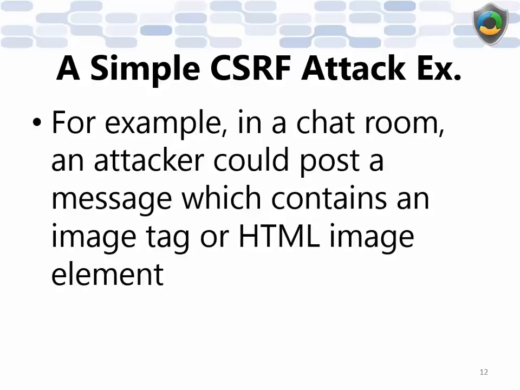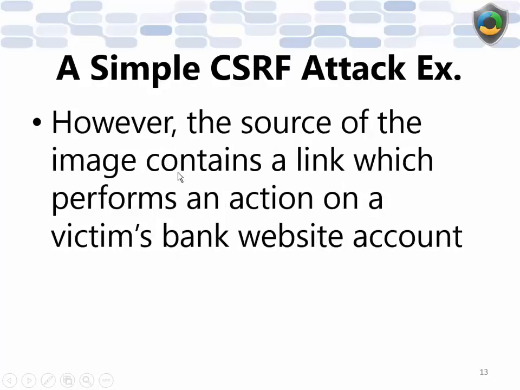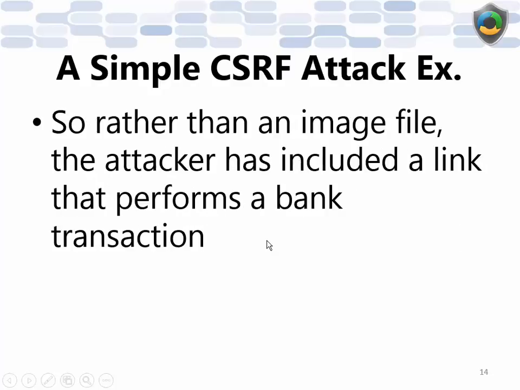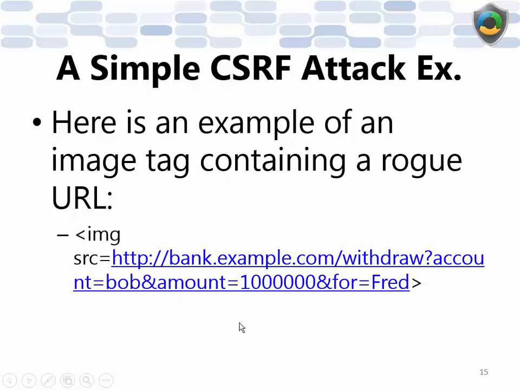As mentioned, quite often this will be in an image tag, and I already gave you an example of that before. The image will have a link that performs the action. There's an example of sending money to a bank account or something like that. So rather than getting an image, the attacker has included a link that might perform some kind of bank transaction for them. It'd be something like this. Now, it's a bit of a convoluted example because the account holder's name won't be Bob, and Bob probably won't have $1 million, and they probably won't give it to Fred, but you get the idea, hopefully.